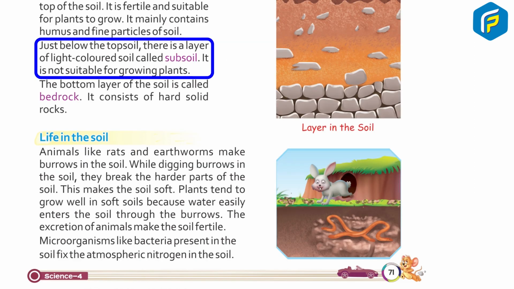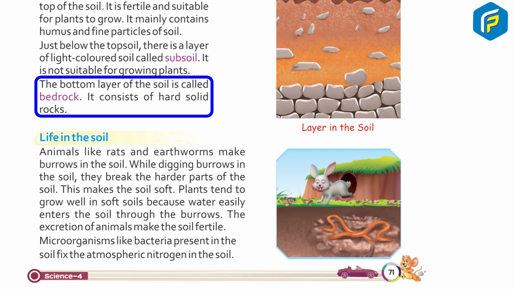Just below the topsoil, there is a layer of light-colored soil called subsoil. It is not suitable for growing plants. The bottom layer of the soil is called bedrock. It consists of hard rocks.